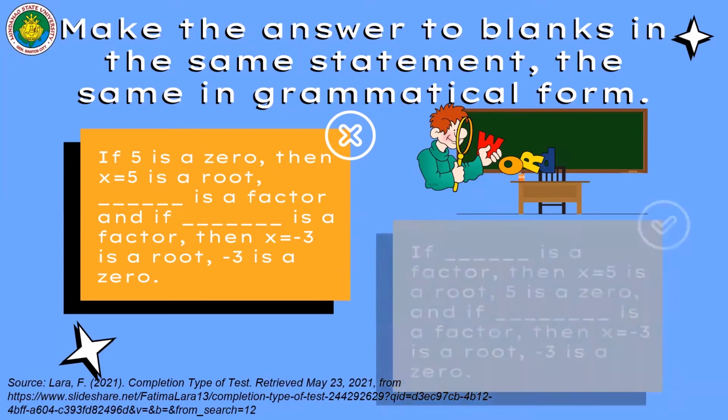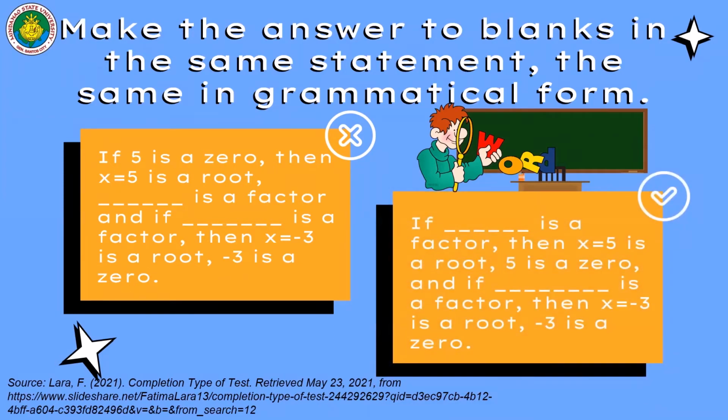So the correct way to do this is, if blank is a factor, then x equals 5 is a root. Then 5 is a 0. And if blank is a factor, then x equals negative 3 is a root. Then negative 3 is a 0.